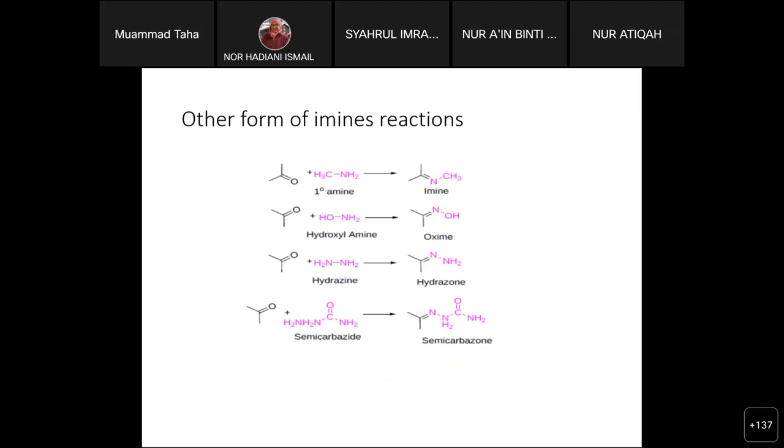The other examples of imines. Primary amines can of course form with hydroxylamine to form oxime. They can react with hydrazine to form hydrazone, and with semicarbazide to form semicarbazone. These are the most common reactions taking place in daily organic chemistry research. Go to the next slide.